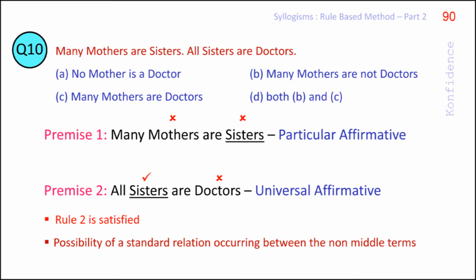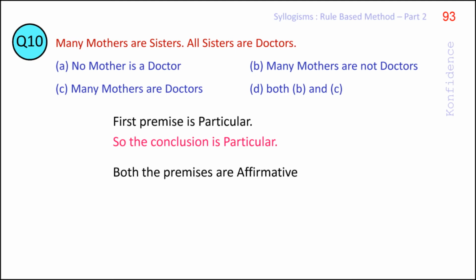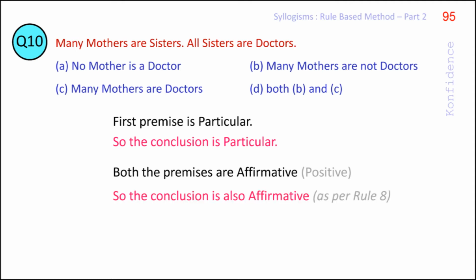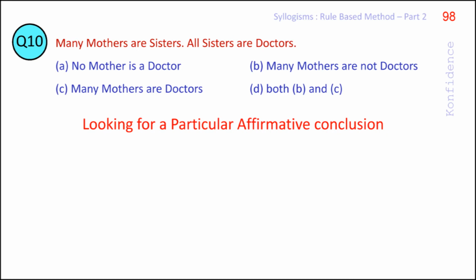Once we see that rule 2 is satisfied, we can look at the other rules that tell us more about the possible relation. On a closer look at the premises, we can observe that the first premise is particular in nature. So as per one of our rules, the conclusion should also be particular. Both the premises are affirmative or positive. In such a case, as per rule 8, the conclusion should also be affirmative. So the conclusion should be both particular and affirmative. Thus we are looking for a particular affirmative conclusion between mothers and doctors.